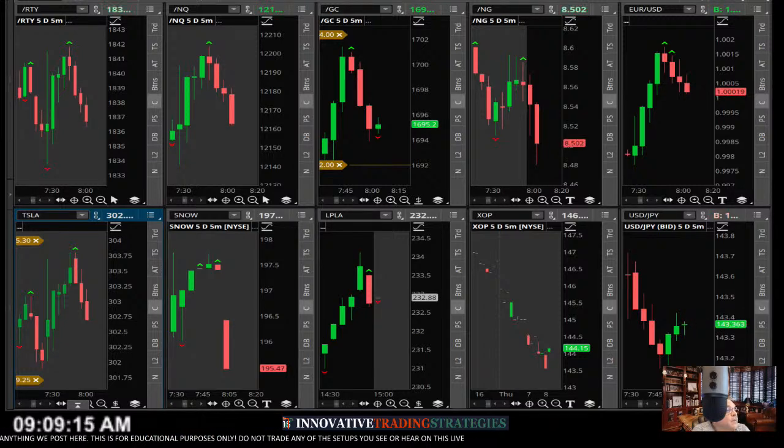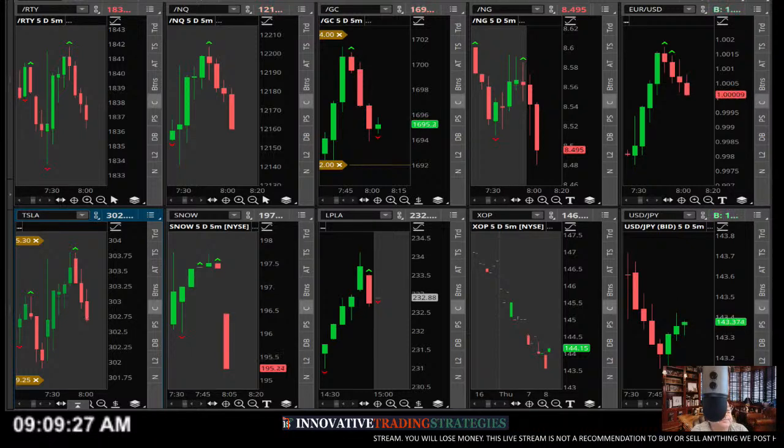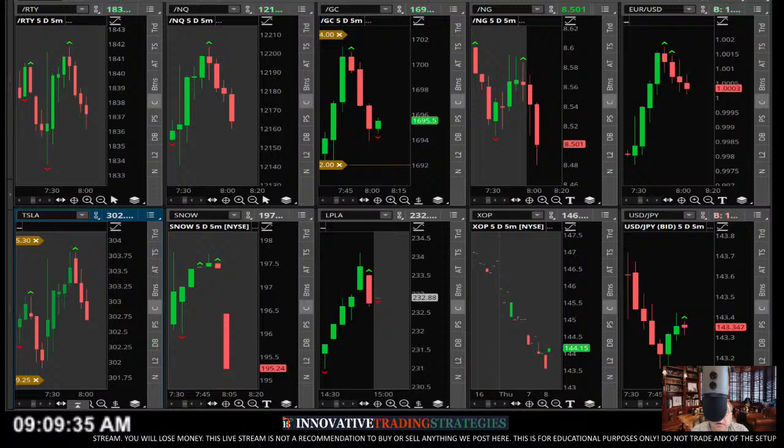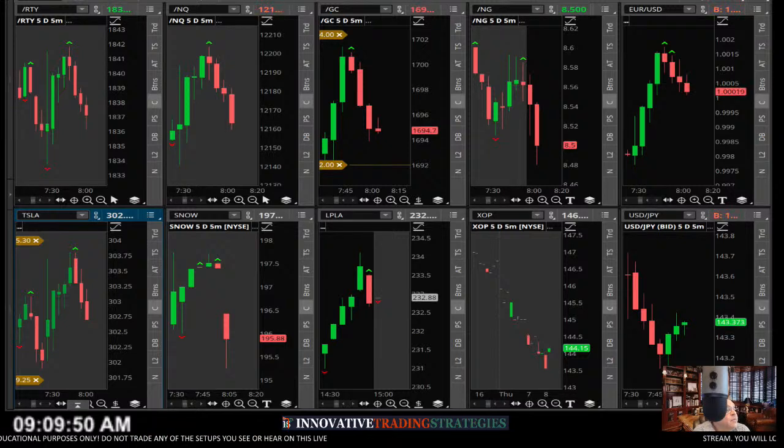I do have some shorts coming in on RTY, and also NQ, which is going to be the mini Nasdaq. Those two are really a pretty good combination, because it's not unusual for them to run opposite of each other. Let's take a look at that mini Nasdaq. Let's get a target on that mini Nasdaq. All right, target on mini Nasdaq is going to be a 121.20.